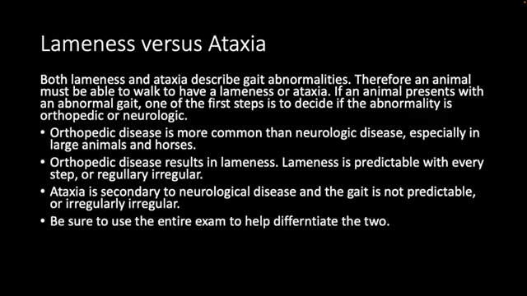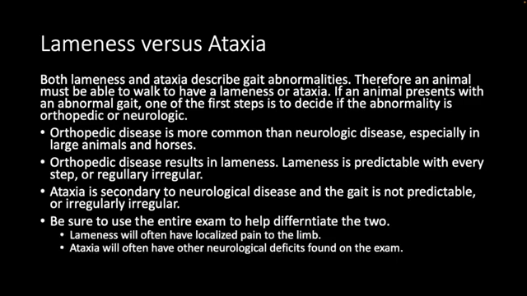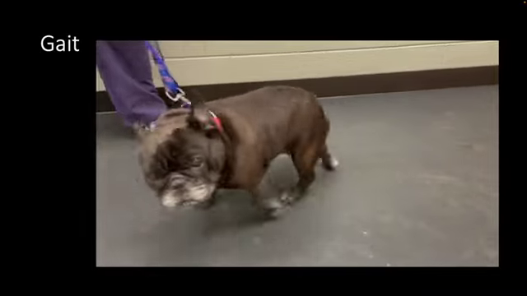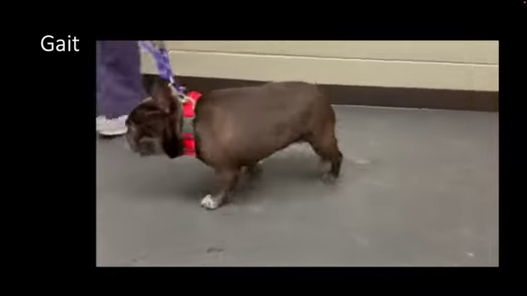Sometimes observation alone is not sufficient to differentiate if a patient has lameness or ataxia, which is why the remainder of the exam is so vital, especially when signs are subtle or not straightforward. To help improve confidence in our observation skills, we will observe several videos of abnormal gaits.